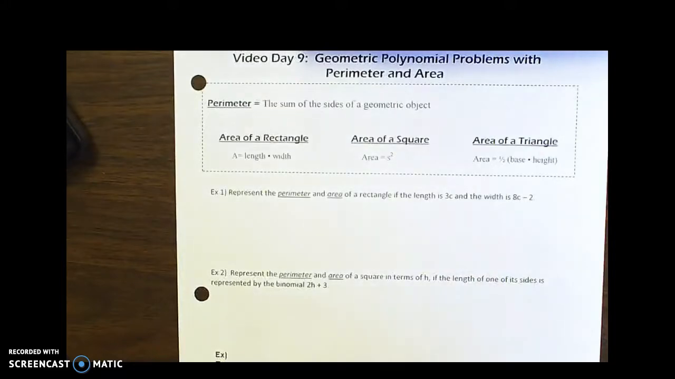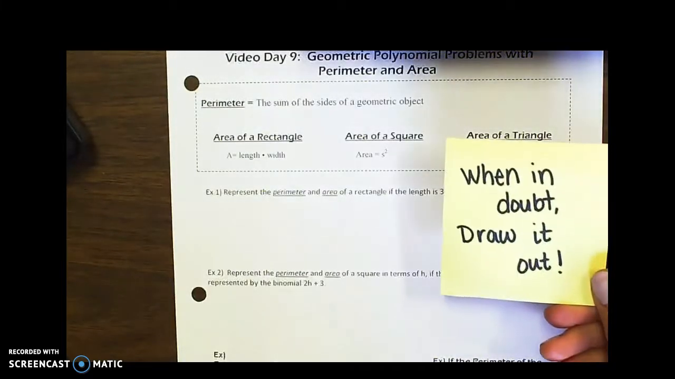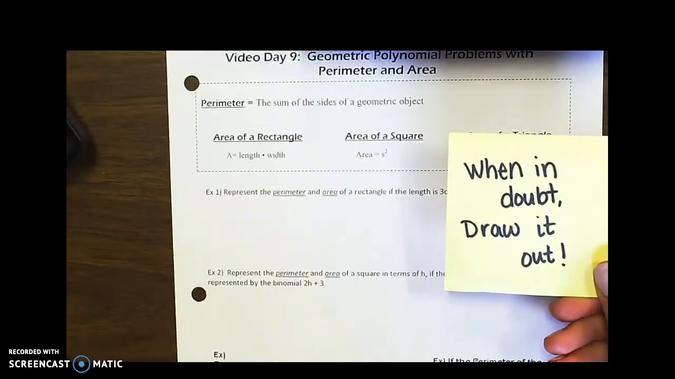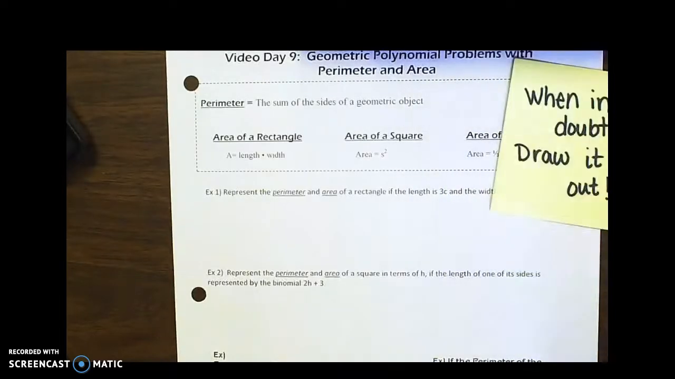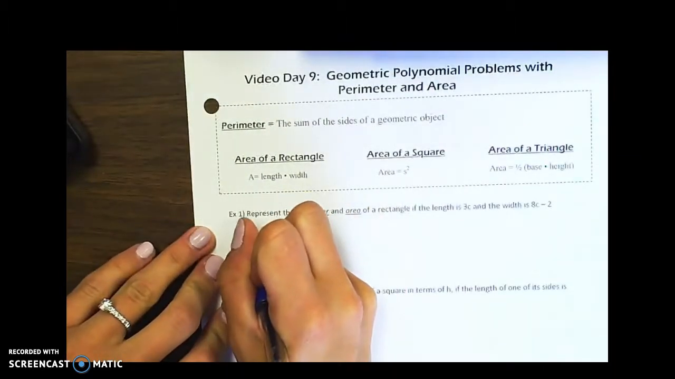So here we go. Number 1: represent the perimeter and the area of a rectangle if the length is 3c and the width is 8c minus 2. So we have to remember here, when in doubt, draw it out. All right, so we're going to do just that. We have a rectangle, so we're going to draw our rectangle.